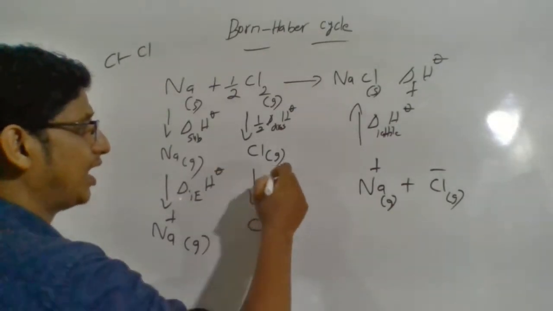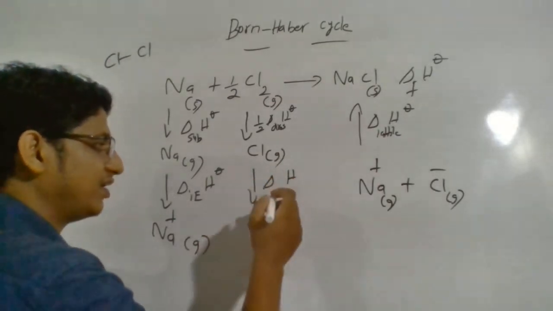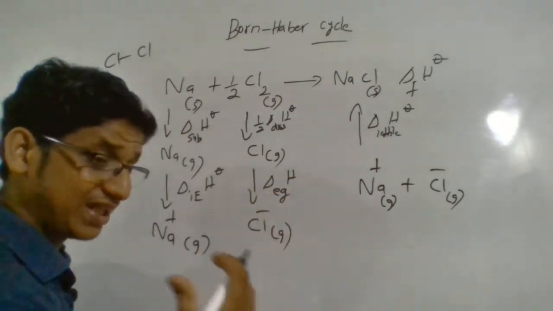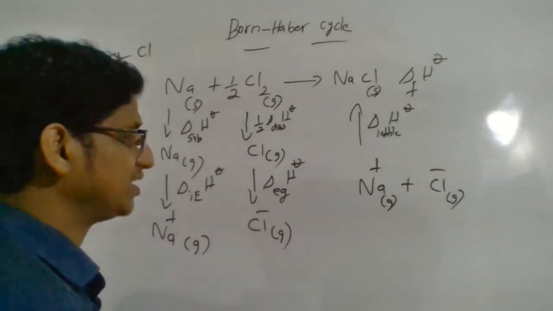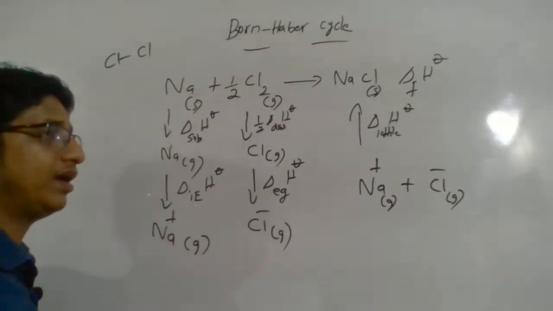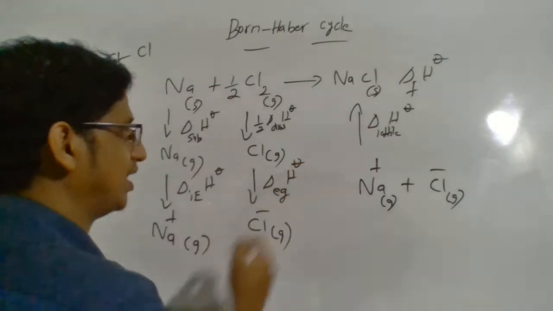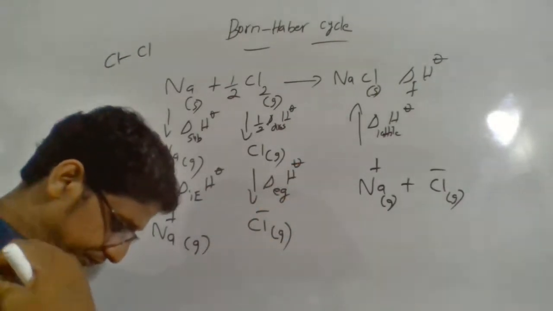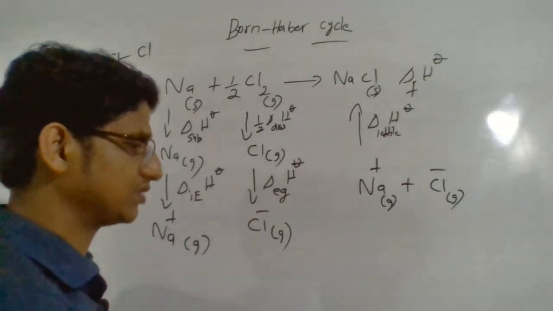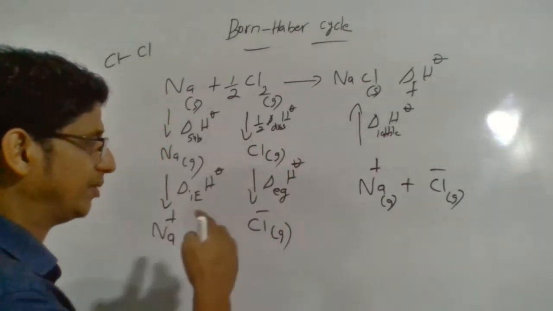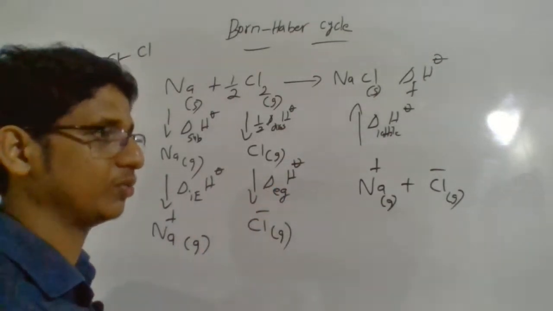For that, another important parameter is electron gain enthalpy, or electron affinity. Let me represent the thermodynamic term electron gain enthalpy. It is the amount of energy that is released when an electron is added to an isolated gaseous atom. When energy is released as an electron is added, chlorine becomes chloride because of the excess electron. Since energy is released, thermodynamically the delta H value will be negative.